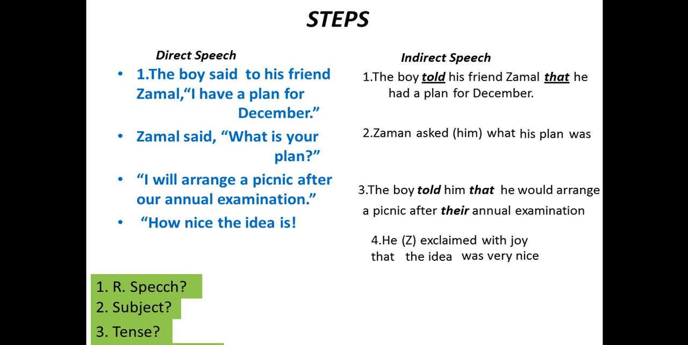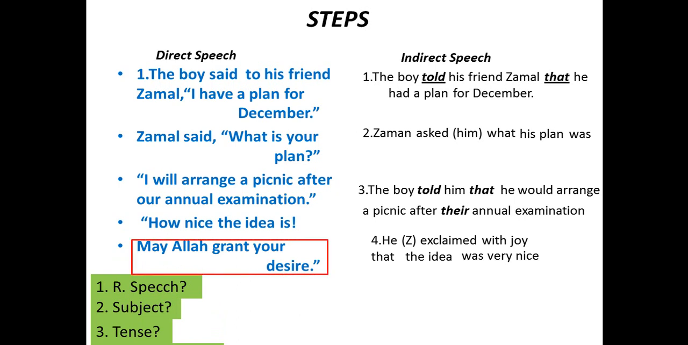Okay, so look at the last sentence from the indirect speech: May Allah grant your desire. Look at the reported speech. This is an optative sentence, and of course it is told by the friend Jamal. So he wished that, and it is done according to the rule of changes on the basis of the reported speech for an optative sentence.